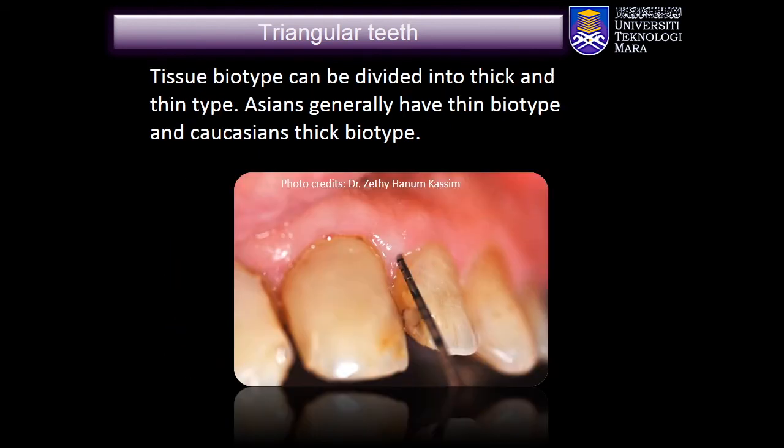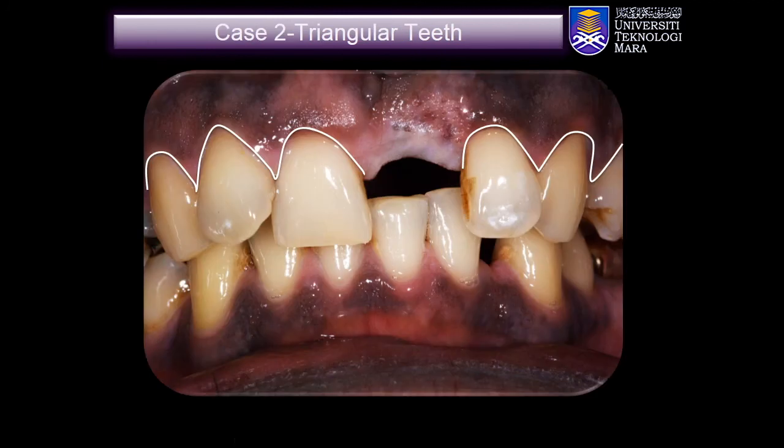Tissue biotype can be divided into thick and thin types. Asians generally have thin biotypes and Caucasians have thick biotypes. Problems with thin biotypes include recession, metals shining through the prosthesis, and generally poor aesthetics. This is a case of a patient with triangular-shaped teeth and highly scalloped gingiva.